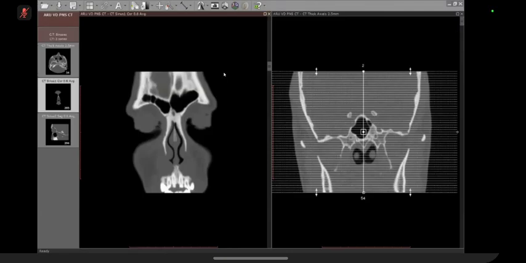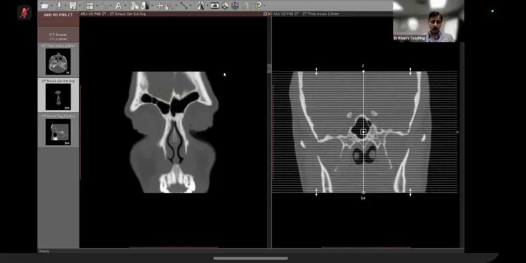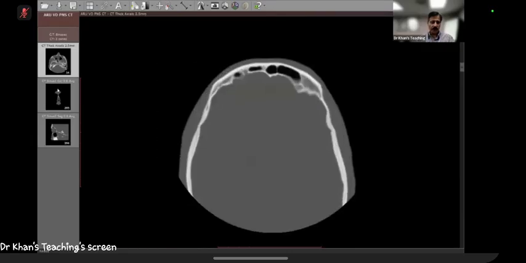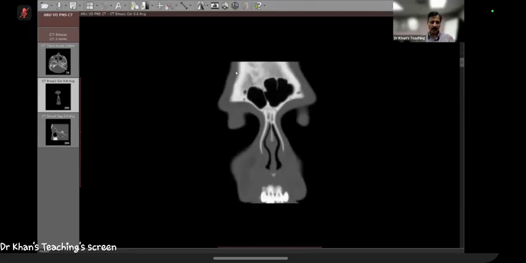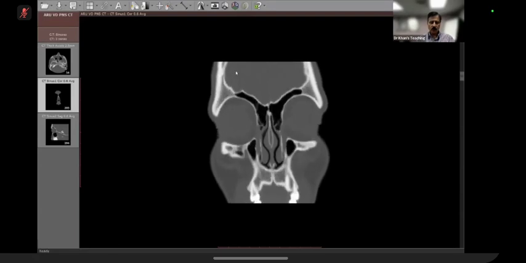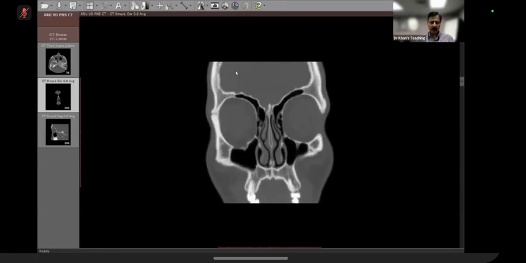Okay. So now we are going to go through the anatomy on a CT of the paranasal sinus, and the best initial plane to evaluate a CT scan of the paranasal sinus is coronal. So coronal is the best plane.